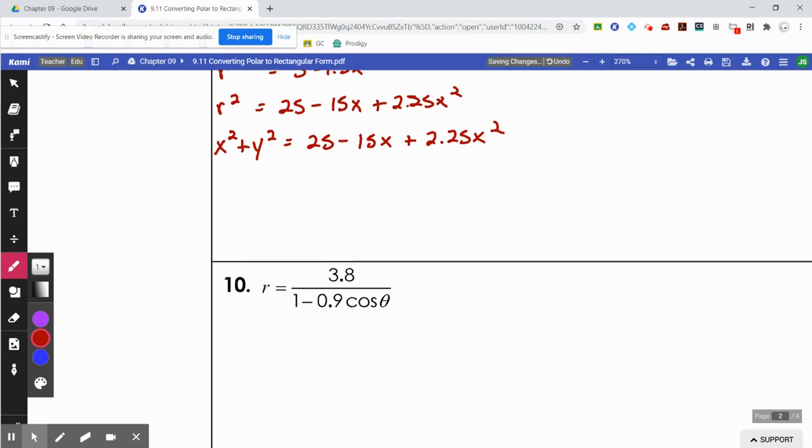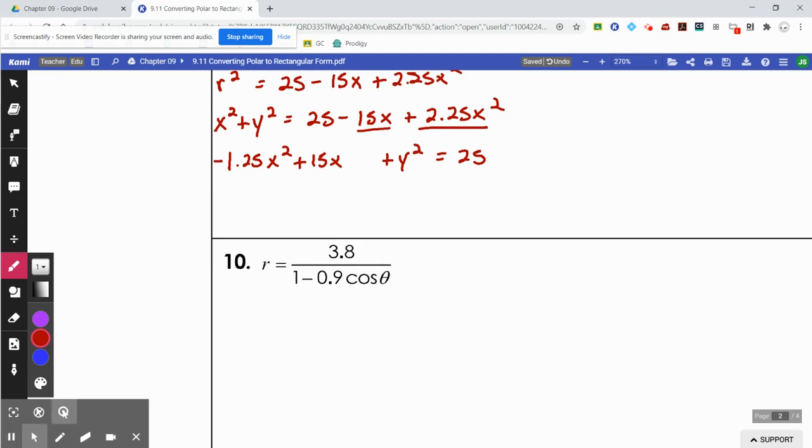Let's get all of our x squareds and y squareds, all of our variable stuff, on the same side. Let's go ahead and move them to the left. So therefore, we're going to subtract this, and that gives me negative 1.25 x squared. Move your 15 over by doing plus 15x. Leave a space. You have plus y squared over there, and that is equal to 25.